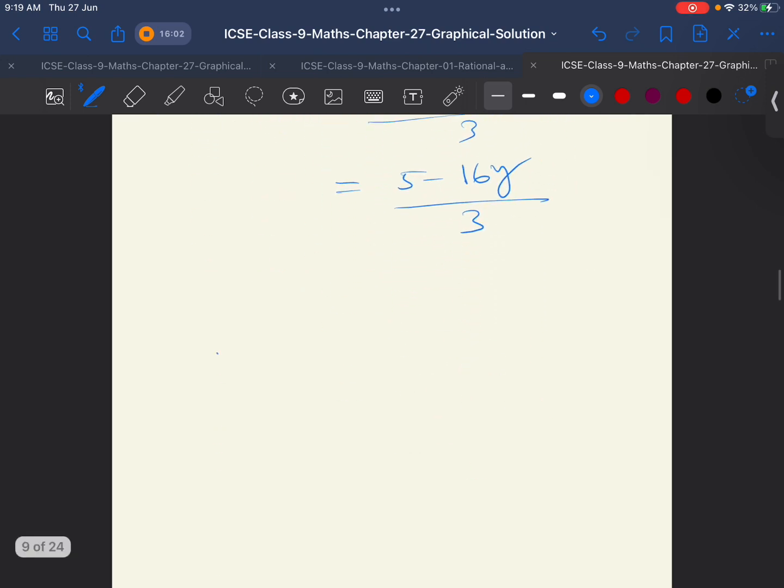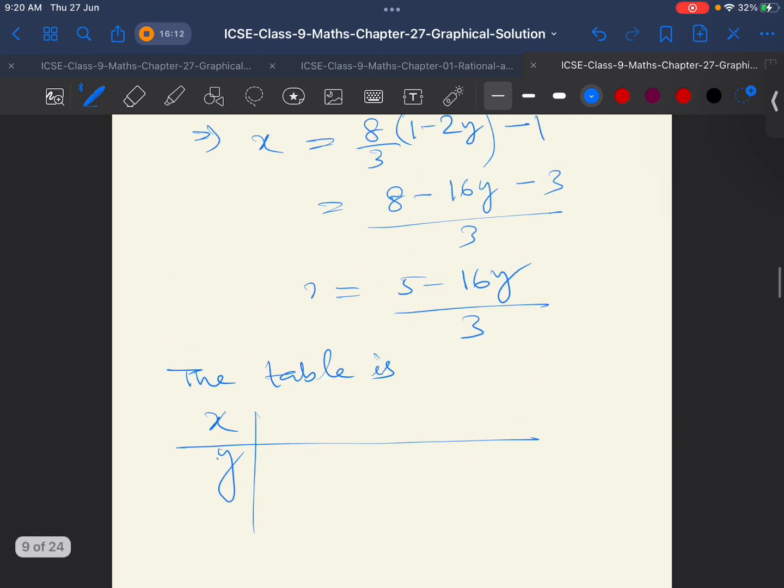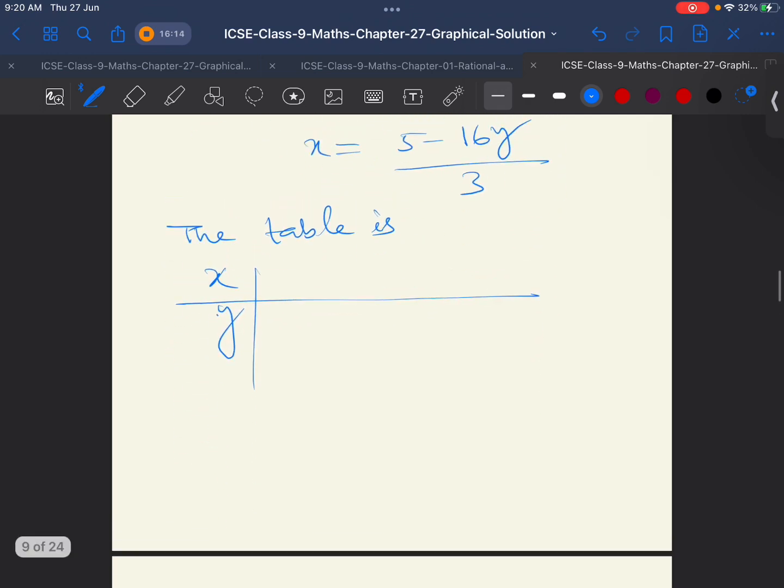The table is now for equation 1. For y equals minus 1, x is 7; y is 2, then x is minus 9; y is minus 4, then x is 23.